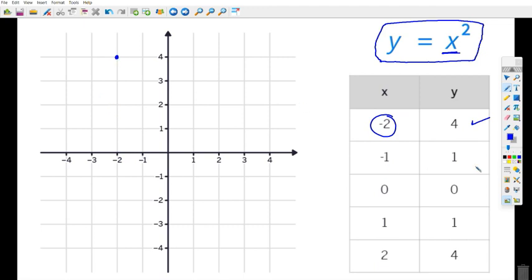If I plot this point over here, -1 and 1, there it is. If I go to 0 and 0, there it is, my origin. I go to 1 and 1, it's over there. Then I go to 2 and 4. By this point you should be able to plot these points quite easily, you shouldn't be struggling with plotting points. If I now look at this shape, it's looking almost like a dome shape, almost like some kind of curve.